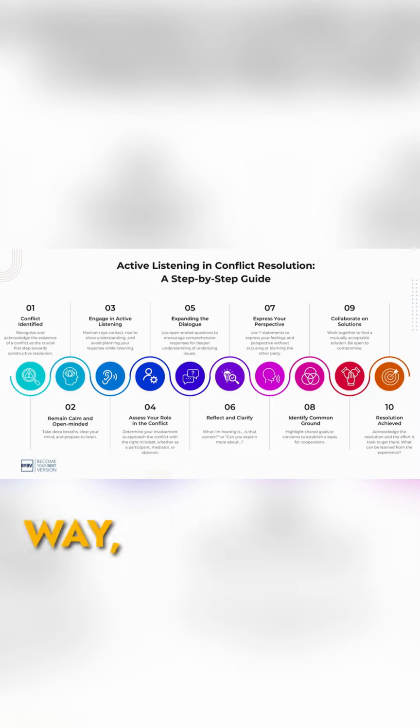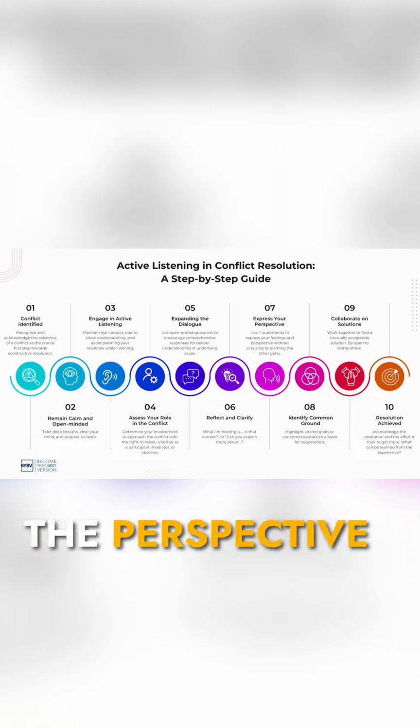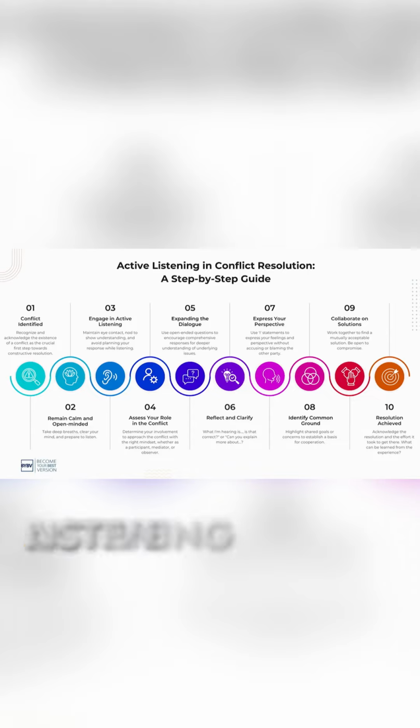in a constructive way. Then that's where active listening comes into place. Number three, we need to understand the perspective of the conflict. That's where active listening comes into play. So number four, we need to understand our role. Do we need to intervene?